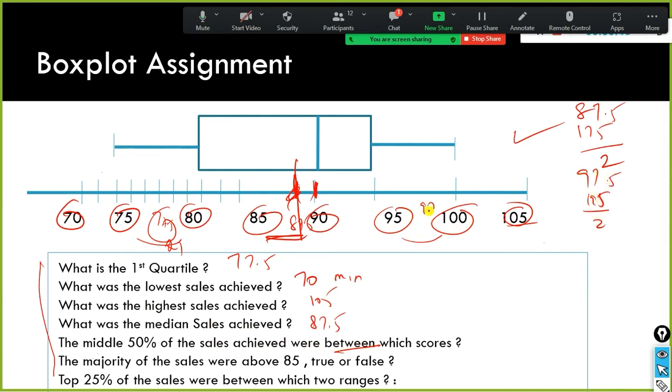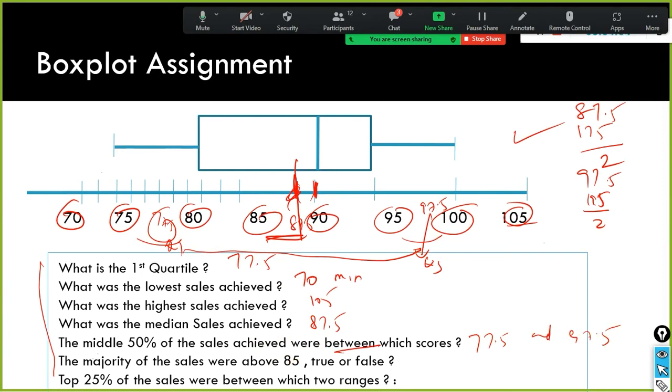97.5. So my Q1, this is my Q3, right? Between these two values, the middle 50% of sales achieved were between 77.5 and 97.5. The majority of the sales were above 85. Is this true or false?